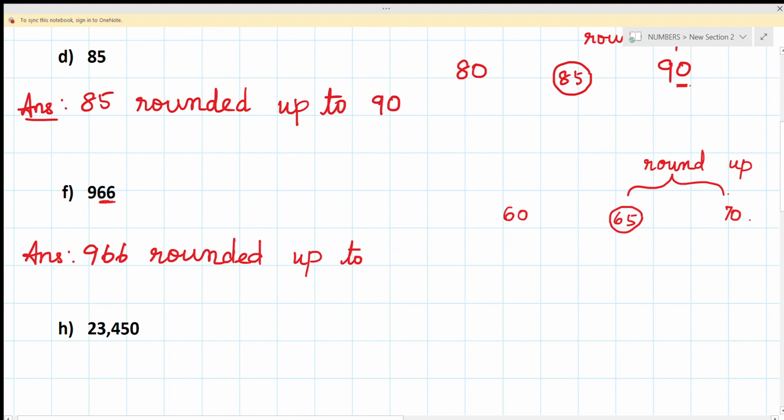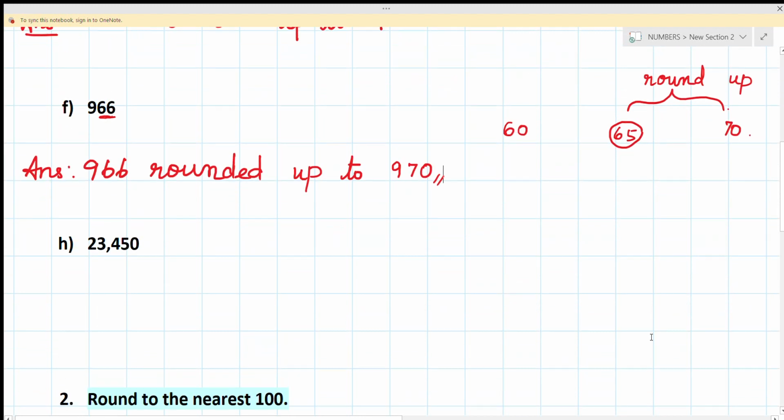Look at the number here, we are changing only the ones and tens place, not the hundreds place. So you should write the hundreds as it is and then change the tens and ones place alone. So 970, we have rounded up 966 to 970.